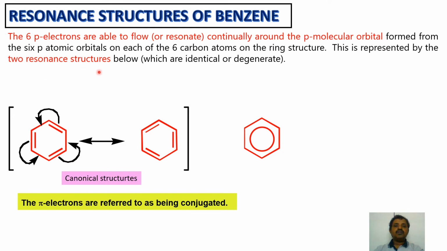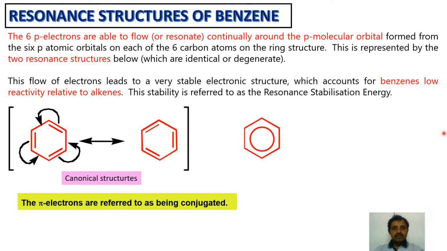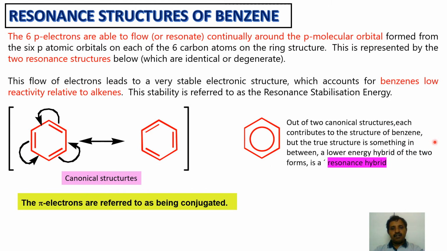This is represented as two resonating structures, which are called canonical structures, which are identical and degenerate, identical and having the same energy value. The flow of electrons leads to a very stable structure that is called the resonance hybrid, which has much less energy compared to the canonical structures. This is the resonance structure.